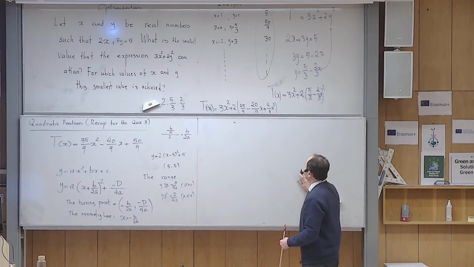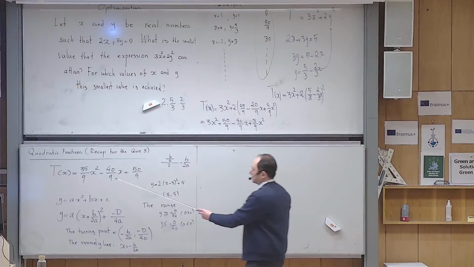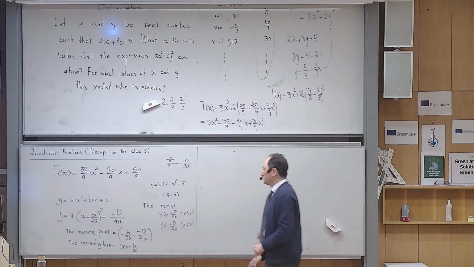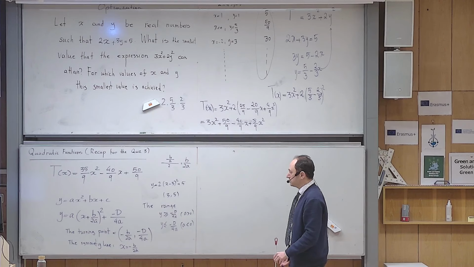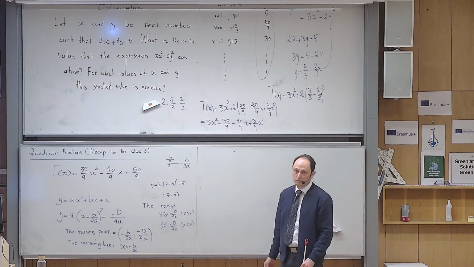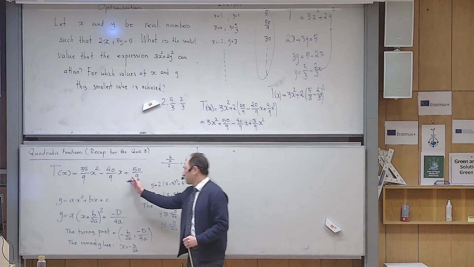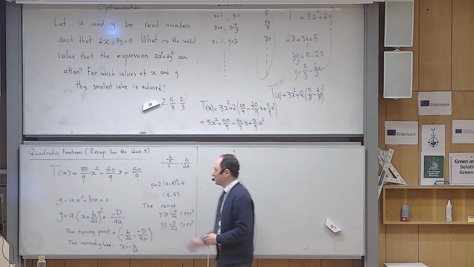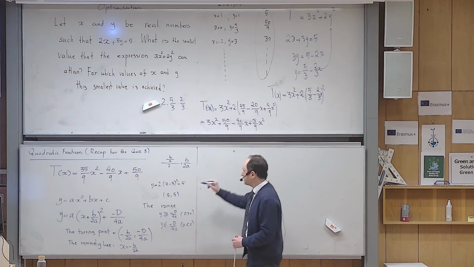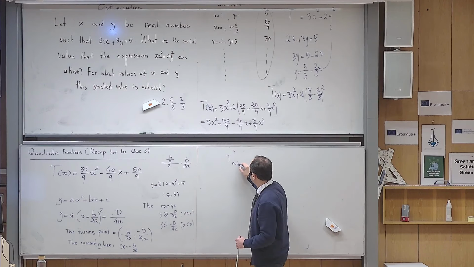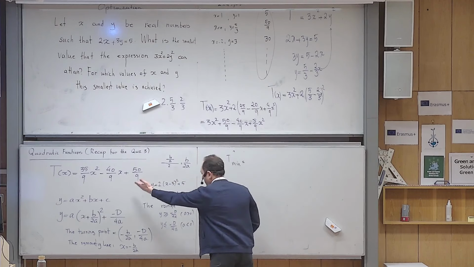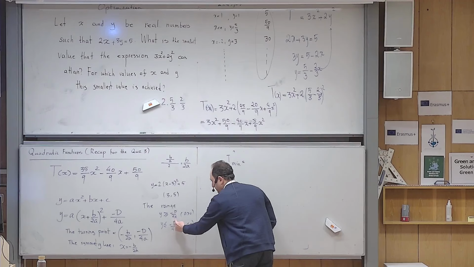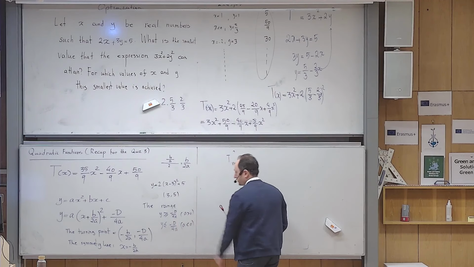Here we are supposed to minimize this. But the minimum value is given. What is the minimum value? Minus d over 4a. So I just need to calculate this. Of course it is still not a friendly number, but it is much simpler than doing the calculations with these ugly numbers. The minimum value of t is this number, because a in this case is positive.